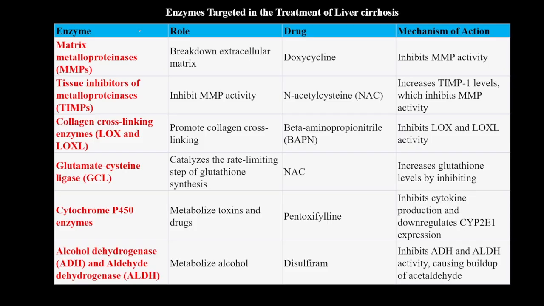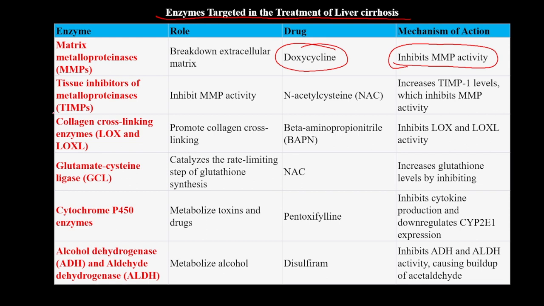What we are talking about is the enzymes which are being used as targets in the treatment of liver diseases. You can have different types of MMPs, which have the role of breaking down the cellular matrix. You can use a drug called doxycycline, and it inhibits MMP activity. Once you have the loss of MMP activity, it helps in terms of liver cirrhosis.